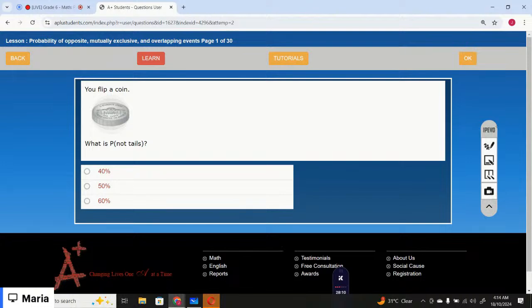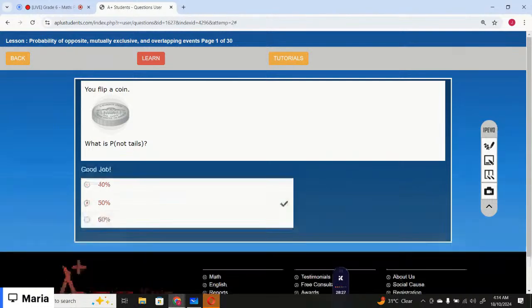That is 50%, right? Because when we are working on coins, we have only two options, the head or tail. And we have 50% probability of head and 50% for tail. So not tail means the probability of head, that is 50%. Option is 50%.